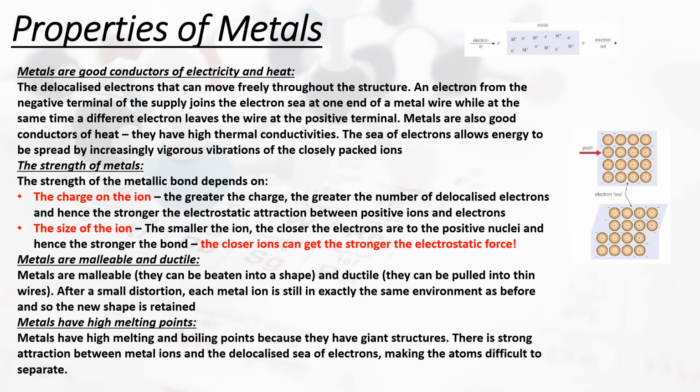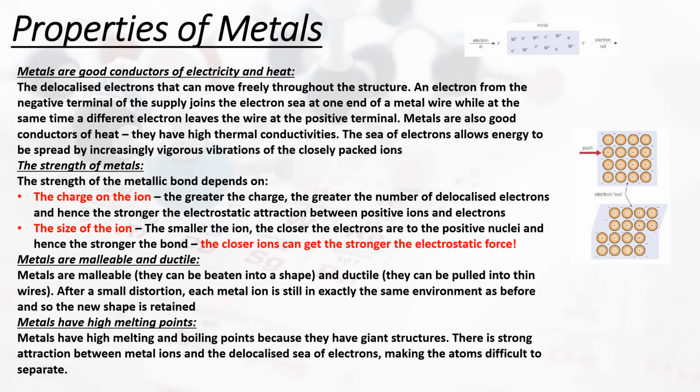Metals are also good conductors of heat. They have high thermal conductivities, and the reason for this is that our sea of electrons allows energy to be spread by increasingly vigorous vibrations of these closely packed ions. Because these ions are closely packed and rigid, they can vibrate very easily, and therefore they can transfer energy and transfer this heat.